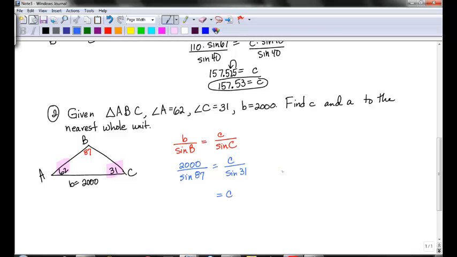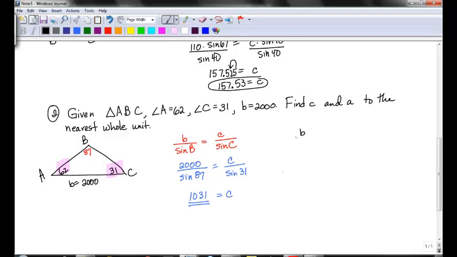Common error is people divide by 87. It's the sine of 87, and then round to the nearest whole unit. C is 1,031, right? Now, I don't want to use that. Okay, so now I'm solving for A.